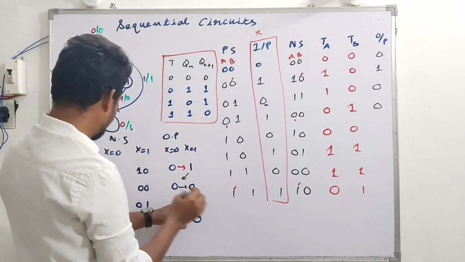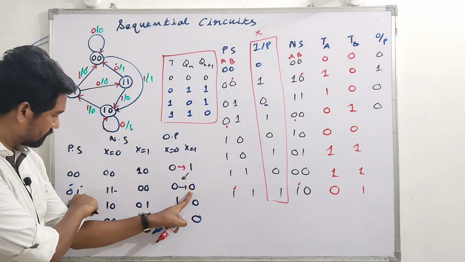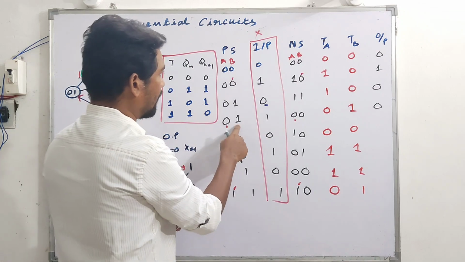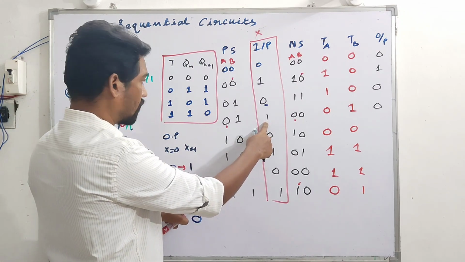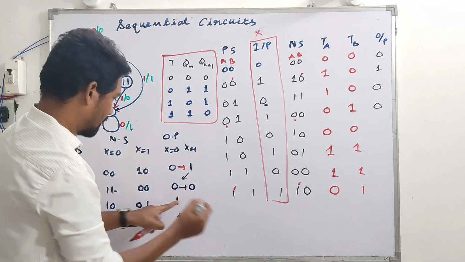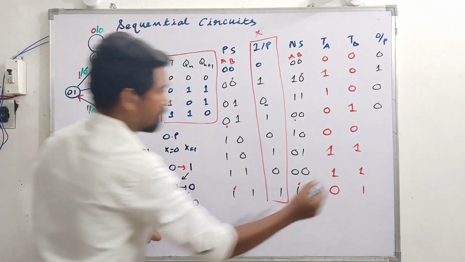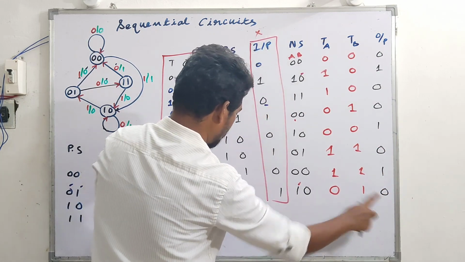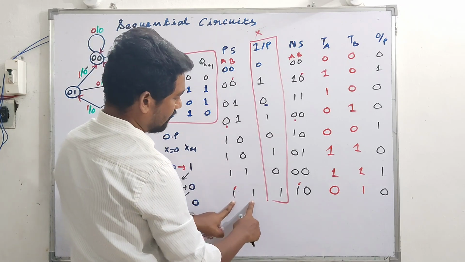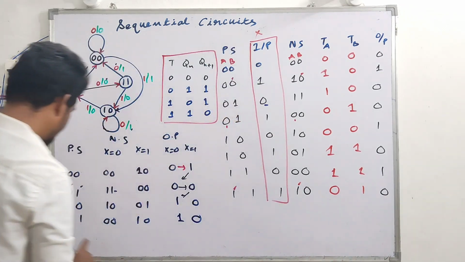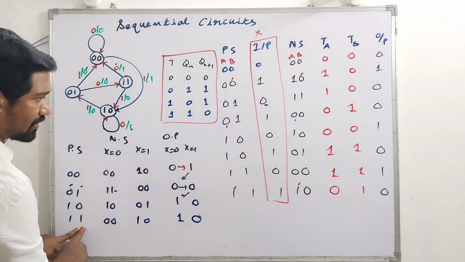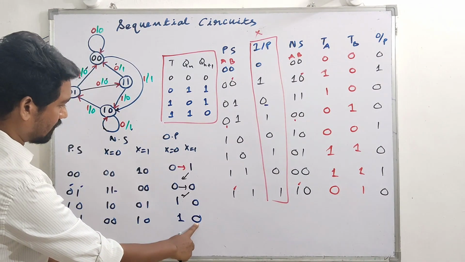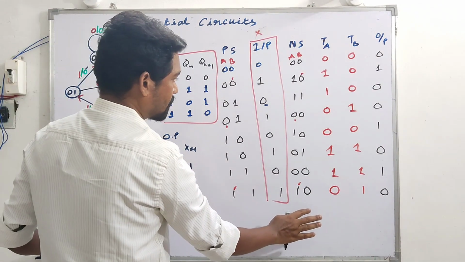I'm done with this one. Let's check for 0 1 with input 1, the output is 0. That's it. Then come over here, it's 1 0 1 0 1 0 1 0. Cross check, go for this one. For the present state 1 1 with the input x equal to 1, the output is 0. So this is the excitation table.